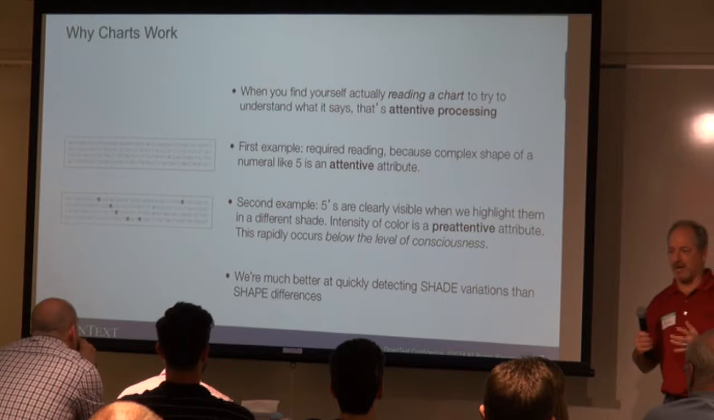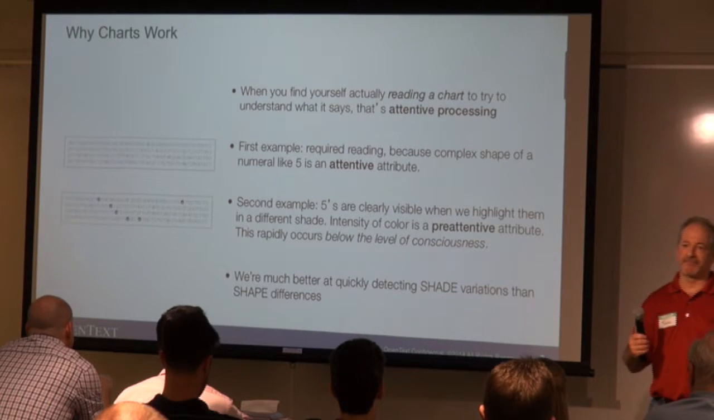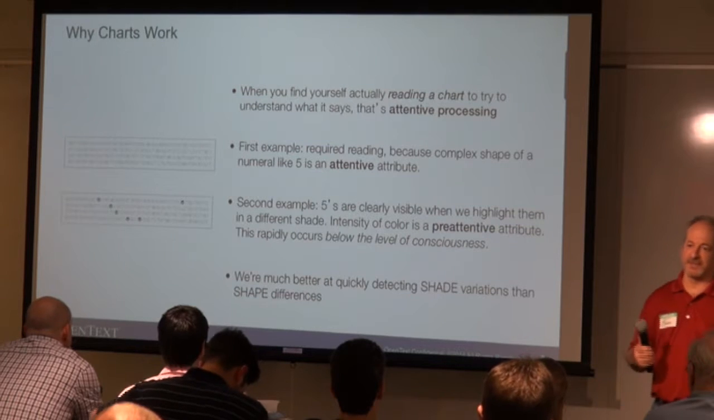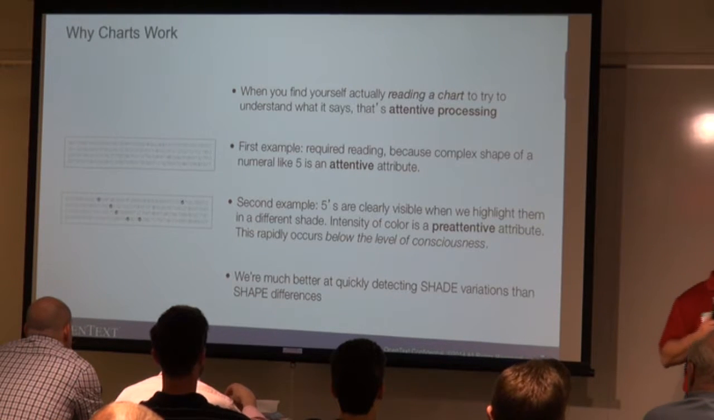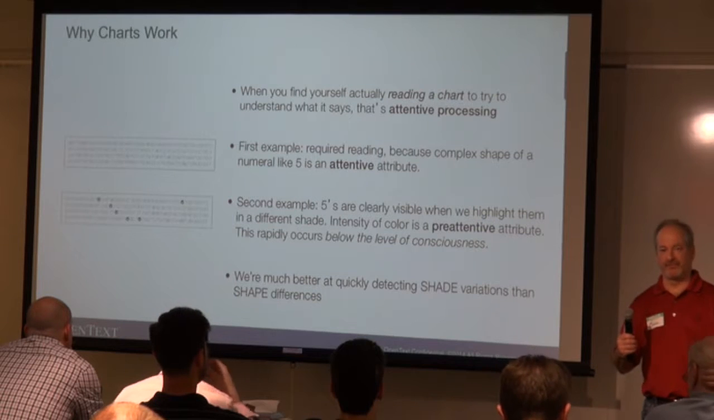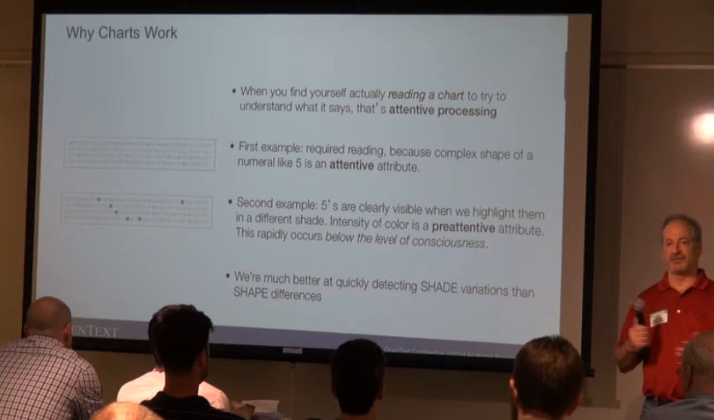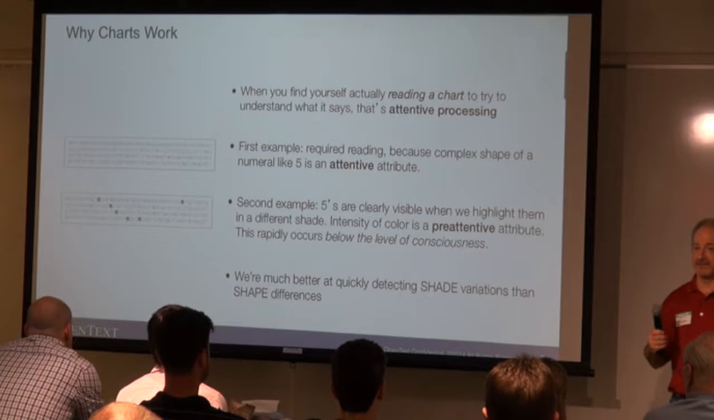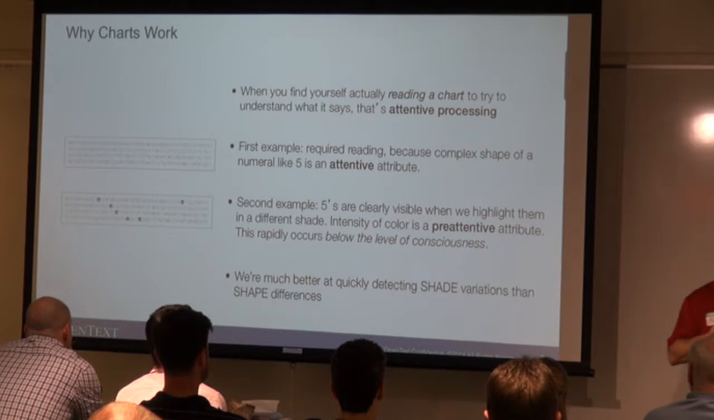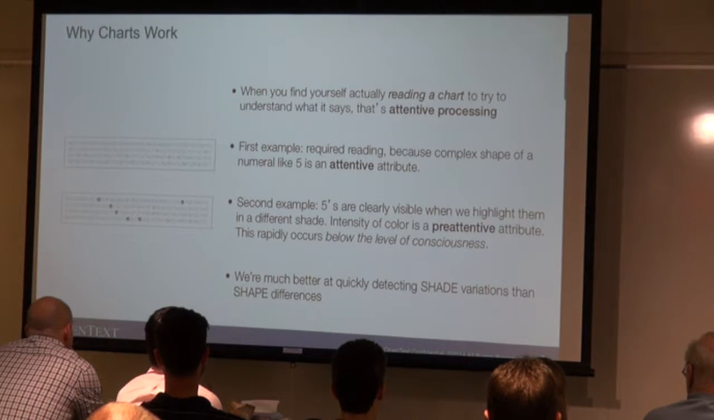So what we're going to talk about is the difference between attentive processing and pre-attentive processing. Attentive processing is when I have to pay attention, look at what I'm looking for, and then try to understand what it is, whereas pre-attentive processing is where I see things immediately, where it works. So the first example is complex shapes. That's an attentive attribute. The second example, which was when we highlighted, which is a shade intensity of a color, is a pre-attentive attribute. We're much better at detecting shade than we are at shapes.